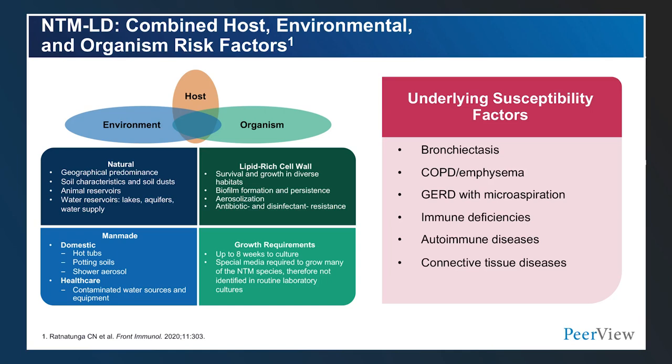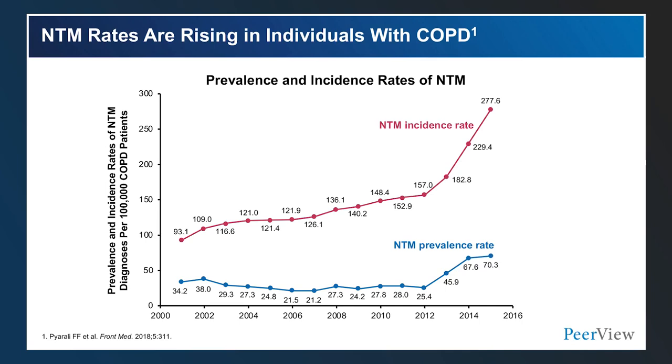Now, on the host side, there are a number of susceptibility factors, some of which include bronchiectasis. Patients with bronchiectasis, whether it's CF or whether it's non-CF bronchiectasis, are many times more likely to develop this infection. And then there are certain disease associations, such as COPD and emphysema, structural lung disease in general, gastroesophageal reflux disease with supine microaspiration, immune deficiencies. This includes both inborn, heritable, as well as acquired. And then autoimmune diseases and connective tissue diseases are also commonly implicated.